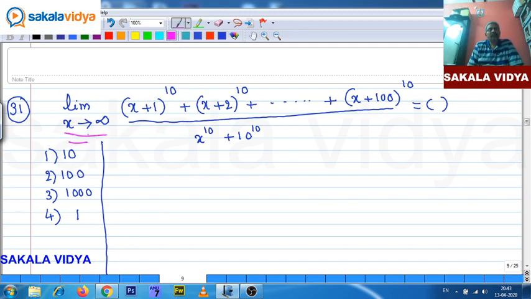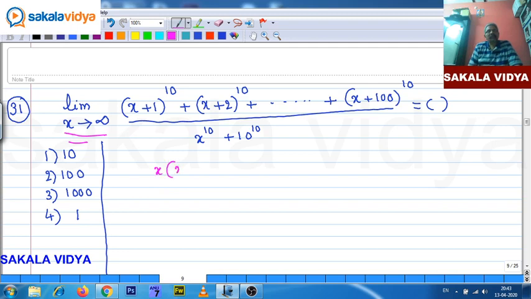Limit x approaches infinity, [(x+1)^10 + (x+2)^10 + and so on + (x+100)^10] upon x^10 + 10^10. First, from the first expansion, take x common. From the second expansion, you need to take x common. That means even the last also you need to take x common. So first let us write like this now.